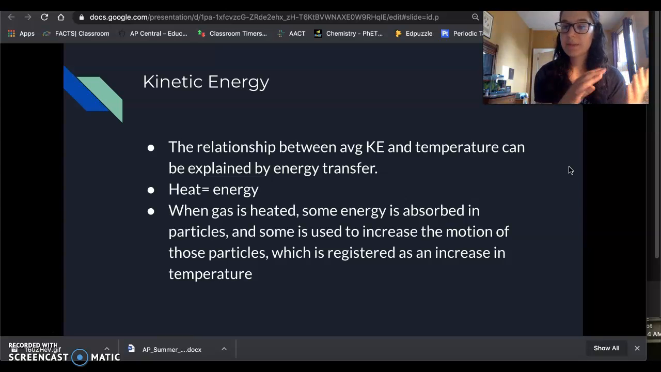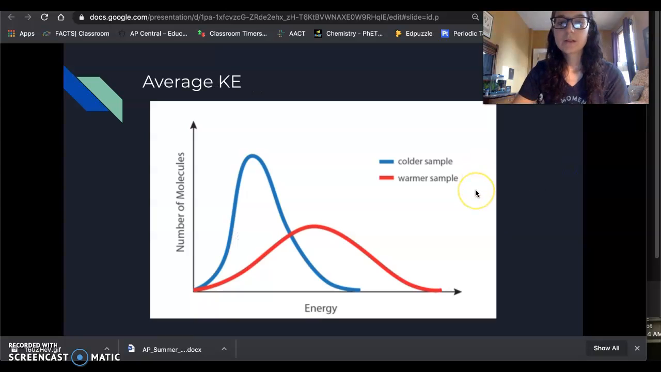So if we increase the amount of heat that we input to a system, we're giving that system more energy. That energy can just be absorbed by particles, or it can be used by particles to basically speed up their motion or increase their range of motion, which is registered as an increase in temperature. So this is what we're talking about when we talk about average kinetic energy.